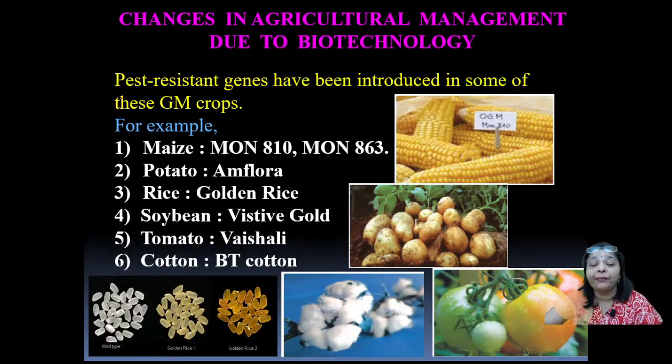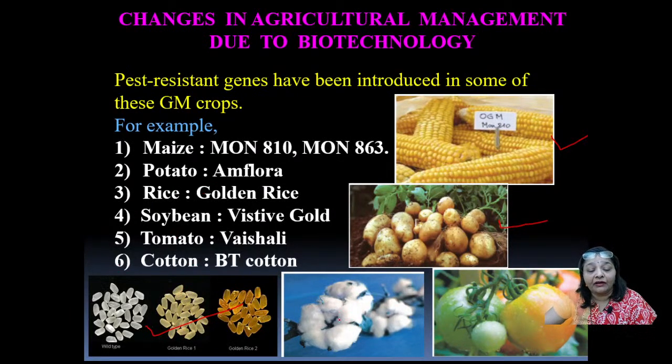Now, let us see, pest resistant genes have been introduced in some of these GM crops also. For example, you can see the maize Mon 8110 and Mon 863 are the two varieties of maize where pest resistant genes are being introduced. So they are pest resistant varieties. The potato, the name of the variety is Amphora. And the golden rice, can you see the golden rice, which is being developed for vitamin A content? Okay, you are going to learn about this in the higher classes in detail.